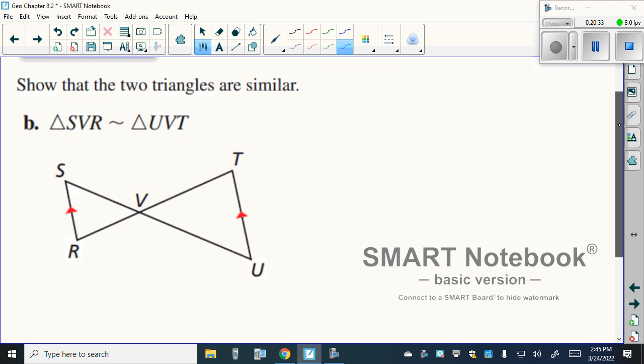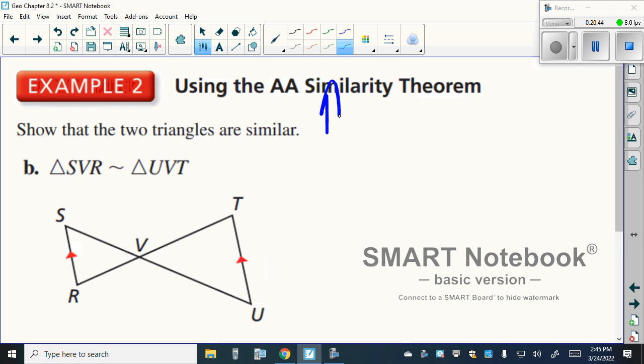We're almost done with the note sheets. We actually have 2 problems left. This one here, we want to show that SVR is similar to UVT. I'm going to keep scrolling. We need 2 angles.